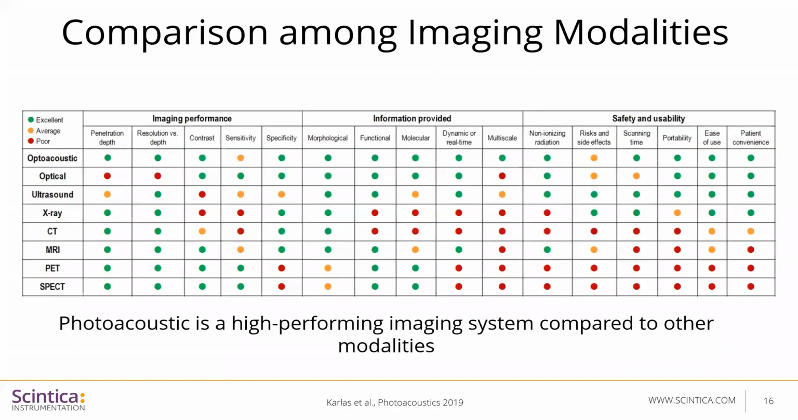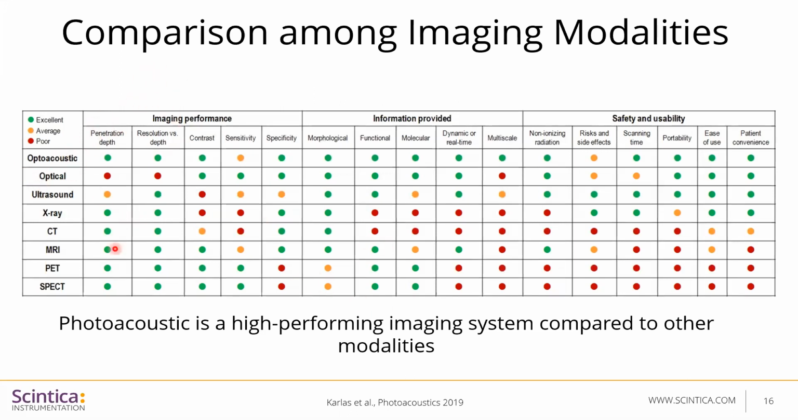When we compare photoacoustic imaging with other modalities, we find that photoacoustic is a high-performing imaging system compared to other modalities. Photoacoustic is often referred to as optoacoustic, so you will see optoacoustic a lot of times. In this figure, the dot colors indicate relative performance in clinical and preclinical setting. The green here is excellent performance, yellow is average performance, and red is poor performance.